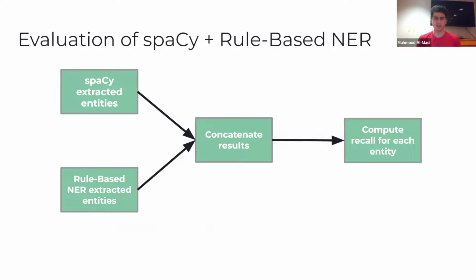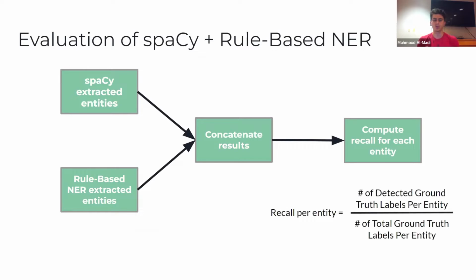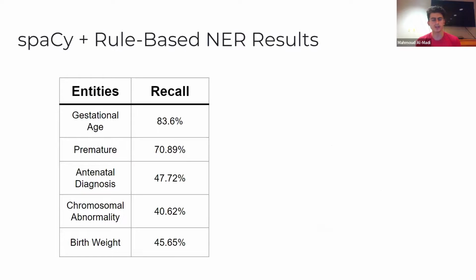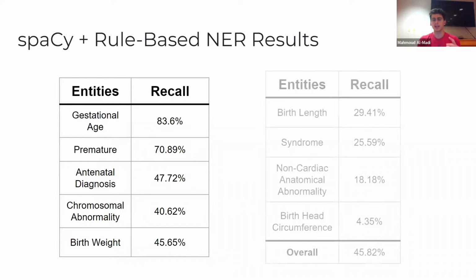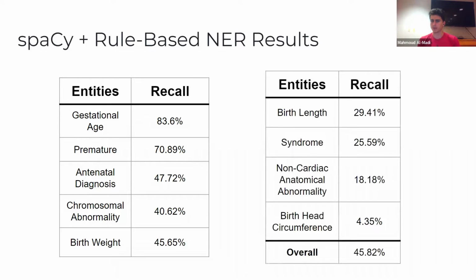To achieve the best results, we combine the entities extracted by SpaCy with the entities extracted by the rule-based NER. And then we compute the recall for each entity by dividing the total number of detected ground truth labels by the total number of ground truth labels for that entity in the test set. And then we look at our results and we see that 3 of our numericals perform really well overall, and our 2 Booleans perform really well as well. But our last 2 numericals don't perform that well, and syndrome and non-cardiac abnormalities don't perform very well either.